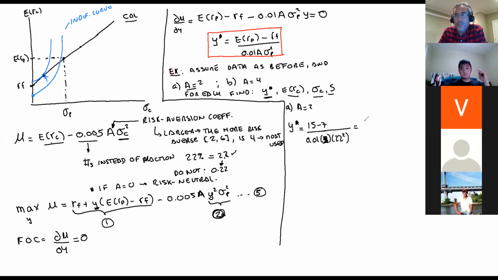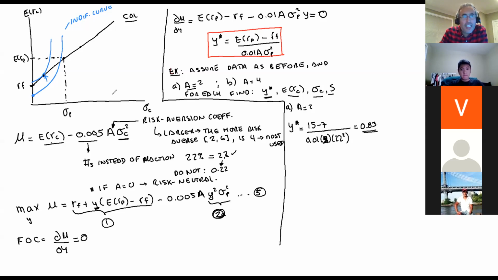Okay. So what do you get here? 8 over 9.68, and this is equal to 0.83. And that's how much I got. 0.83. Perfect. So what is the meaning of that? 83% of your wealth, of your investment, is going to be in the risky portfolio.